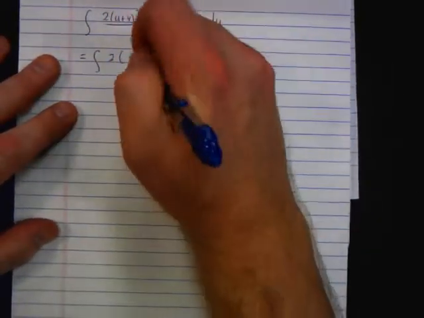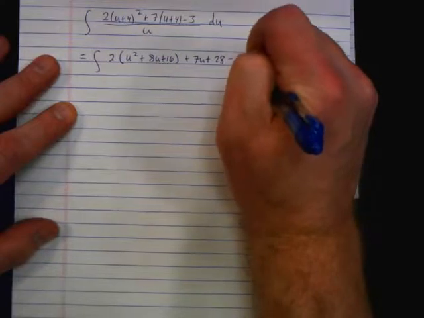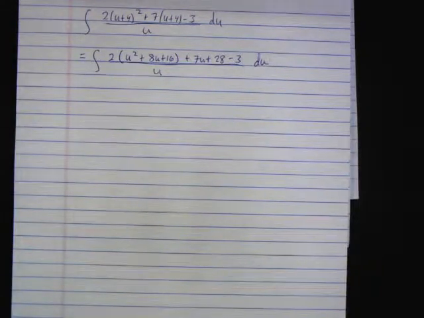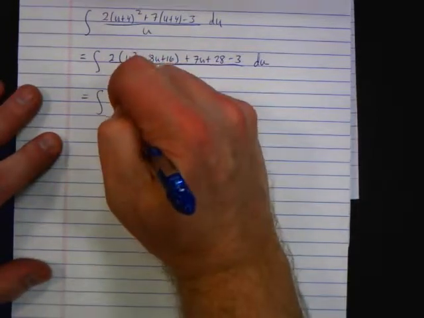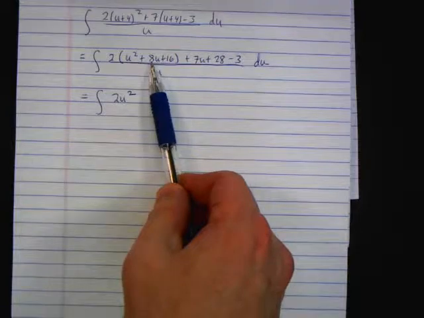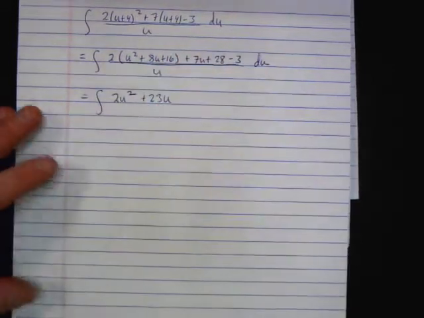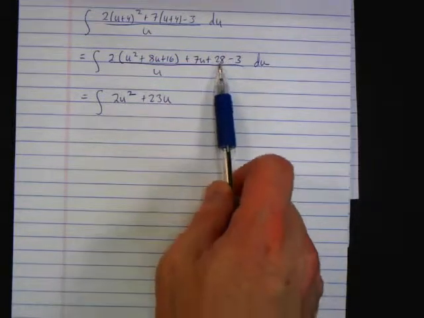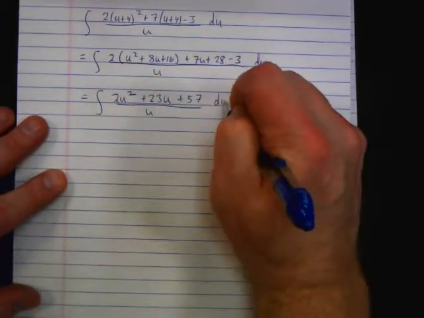So this is 2 times u squared plus 8u plus 16 plus 7u plus 28 minus 3 all over u du. And the second way is not a lot easier, so don't get excited. This is the integral of 2u squared, and then I have 2 times 8, that's 16, 16 plus 7, 23, plus 23u. 2 times 16 is 32. 32 and 28 is 60. 60 minus 3 is 57. All over u du.